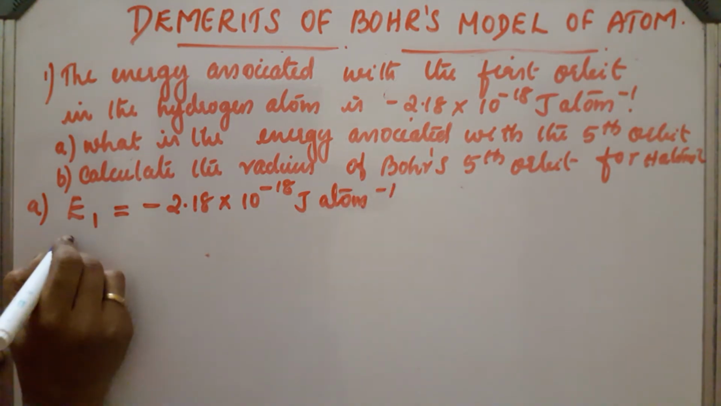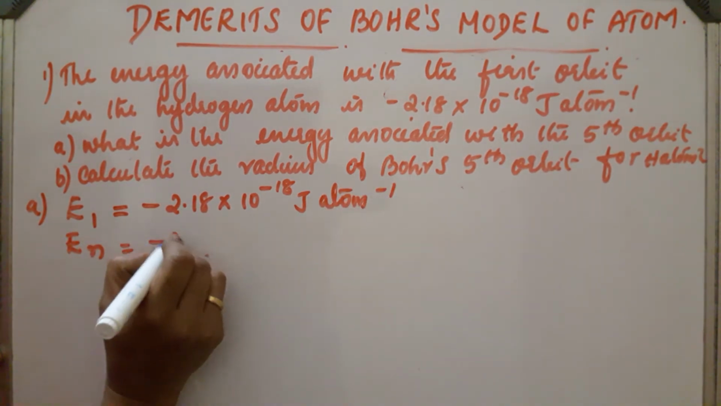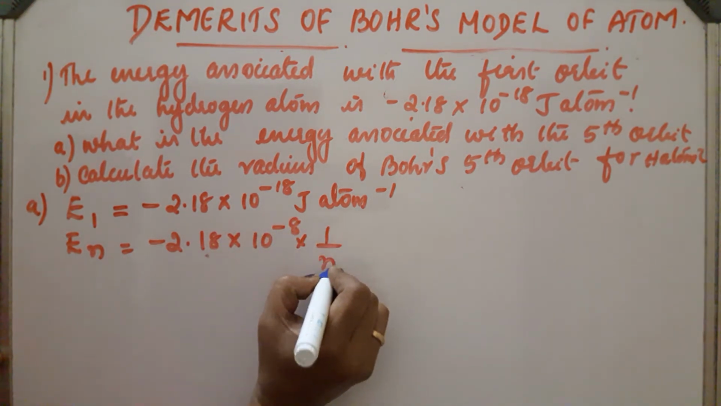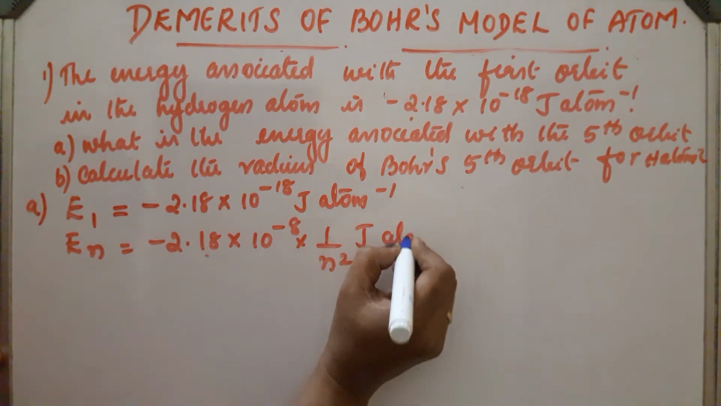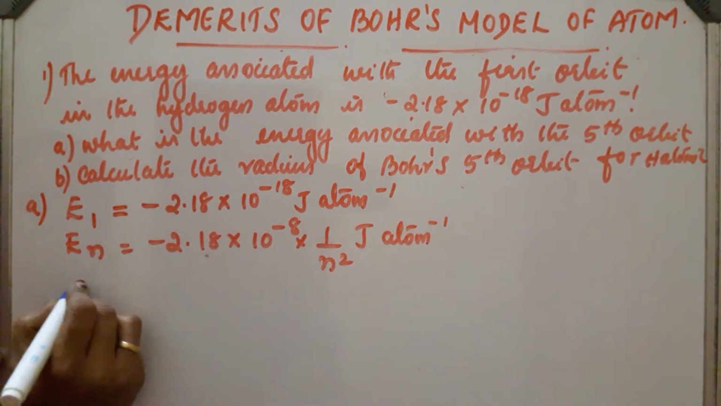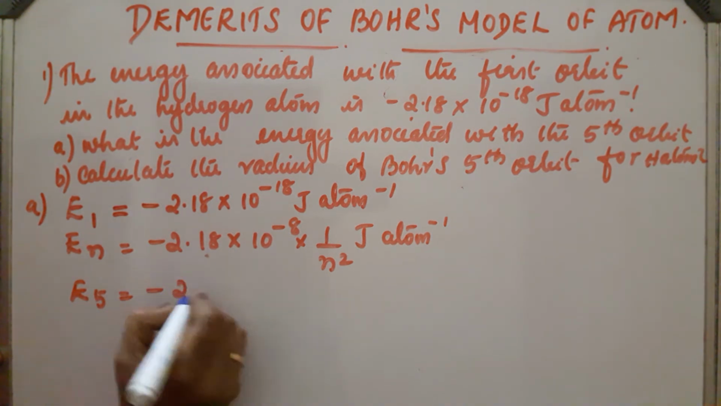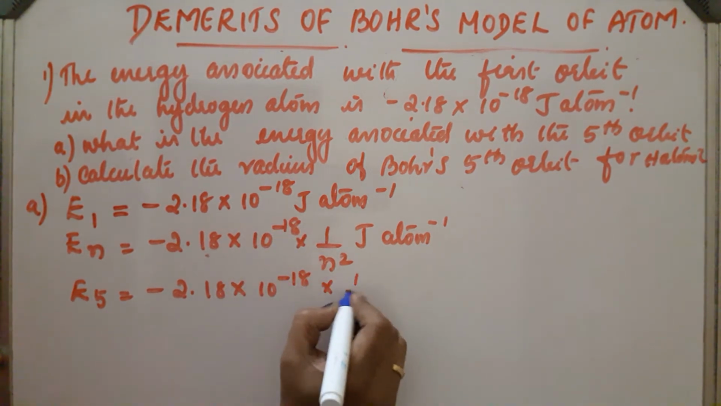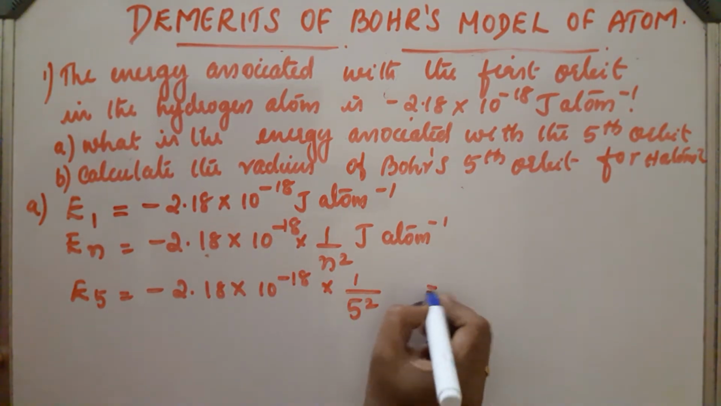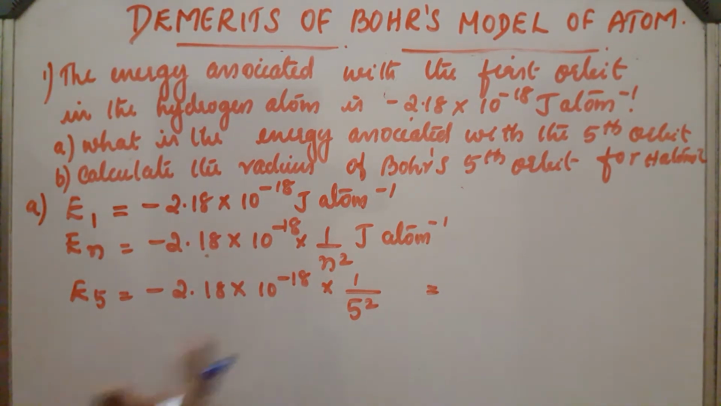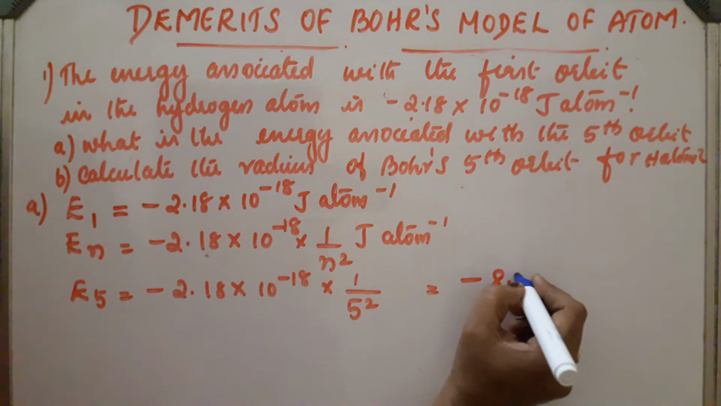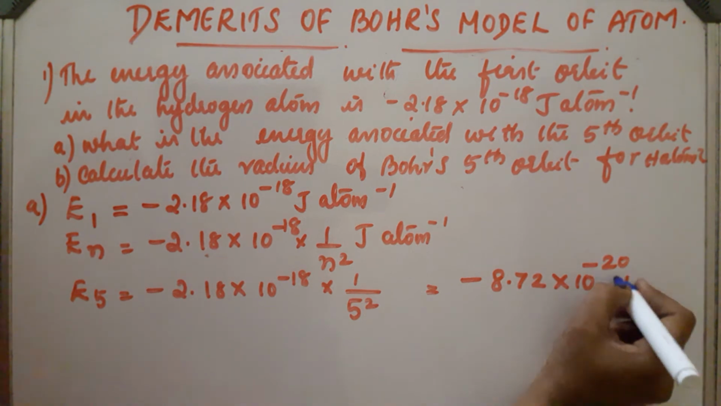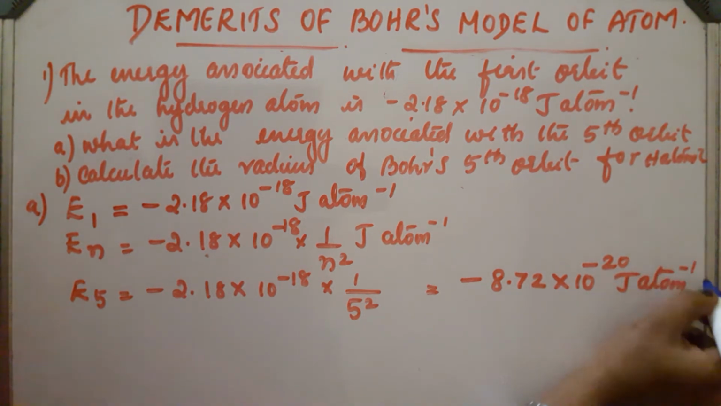We have to find En. We know the equation is En equals minus 2.18 into 10 raised to minus 18 into 1 by n square joule per atom. Now we have to find E5. So this is equal to minus 2.18 into 10 raised to minus 18 into 1 by 5 square. After calculation, the answer is minus 8.72 into 10 raised to minus 20 joule per atom.